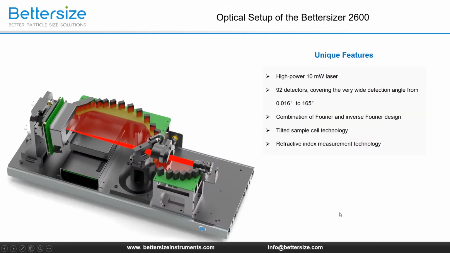What are the unique features of the Bettersizer 2600 against other particle size analyzers? First, it has a high-power 10 mW laser, and it has 92 detectors, which covers a detection angle from 0.016 to 165 degrees. In addition, the Bettersizer 2600 has 3 innovative technologies, including the combination technology of Fourier and inverse Fourier design, tilted sample cell technology, and refractive index measurement technology. Some features are easy to understand. Higher laser power and more detectors can bring higher detection accuracy and wider detection range to the instrument.